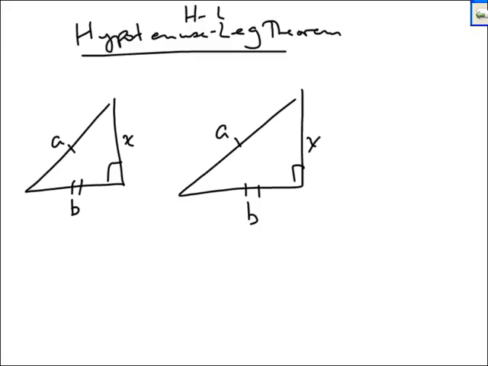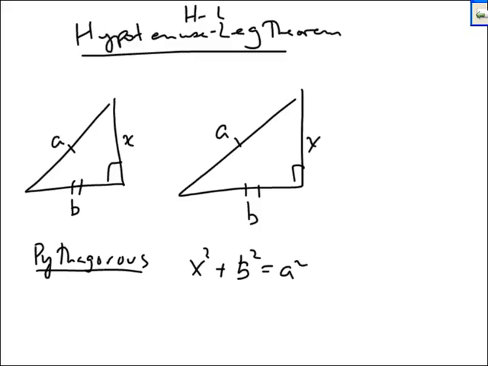Well, Pythagoras, he would jump on this one. He would say, if you take each leg and you square them, and then add them up, you will get the hypotenuse squared. X squared plus B squared is equal to A squared. But that's the same in both triangles. X squared plus B squared is equal to A squared.